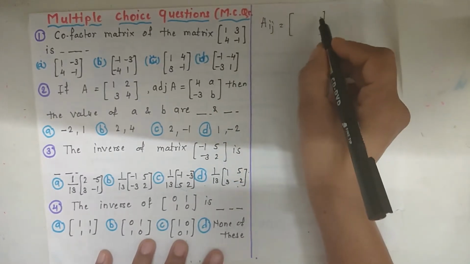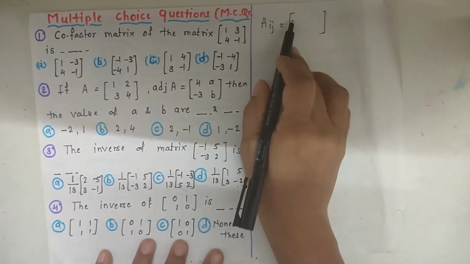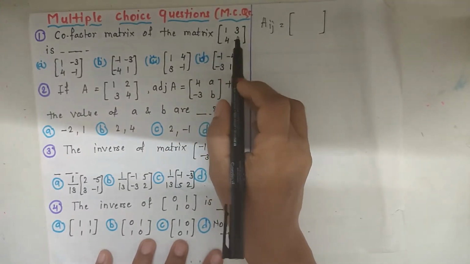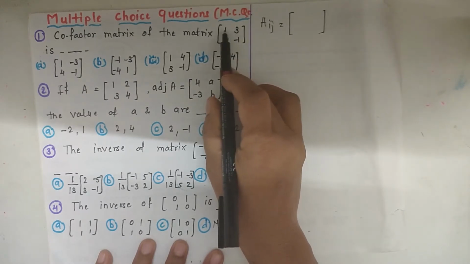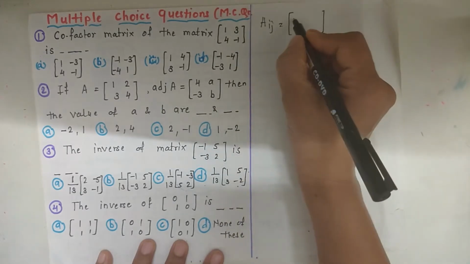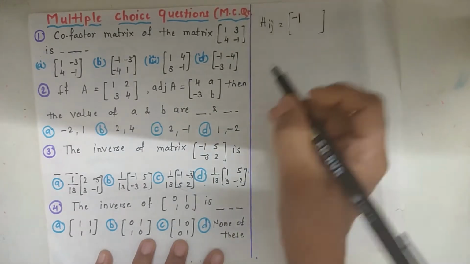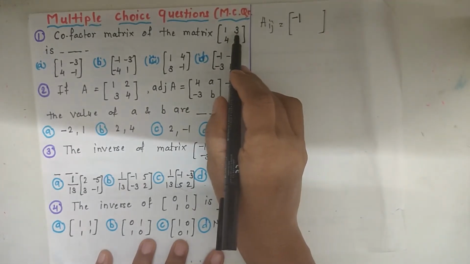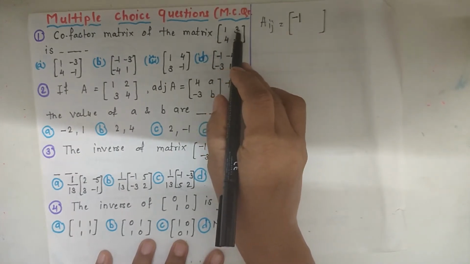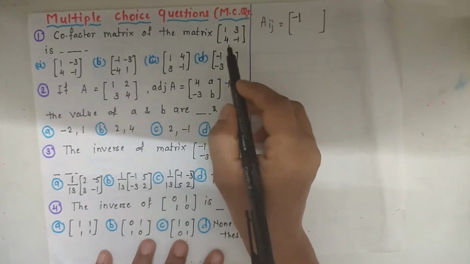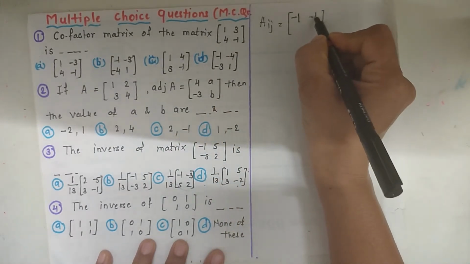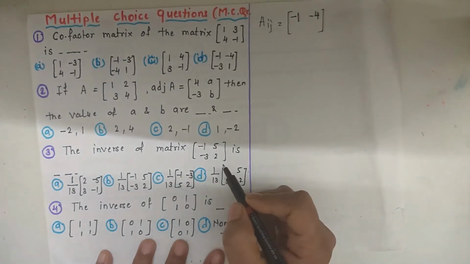So there are four cofactors. The first cofactor is denoted by capital A11 and obtained by eliminating the first row and first column. Then the value of the remaining element is the first cofactor. Now the cofactor of the second element is obtained by eliminating the first row and second column. Then the value of the remaining element with opposite sign is the cofactor of the second element.